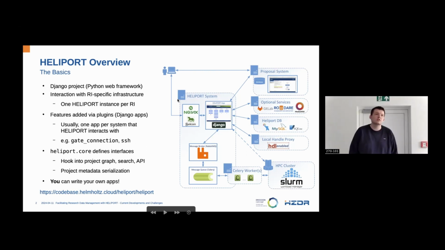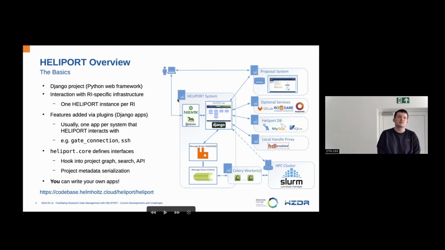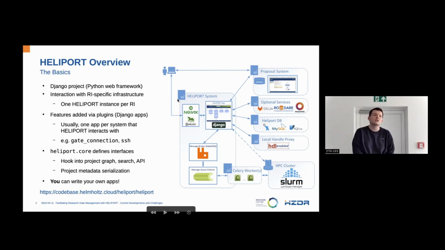But as Oliver already mentioned, HELIPORT also interacts with a lot of the research institute specific infrastructure. So for example, in our case, this would be the proposal system Gate, for example, a GitLab instance and so on. And so we would typically expect that if you want to use HELIPORT, again, as Oliver mentioned, you can try out things on our instance, but to get a better integration with your local resources, you would probably have a HELIPORT instance at your research institute as well.